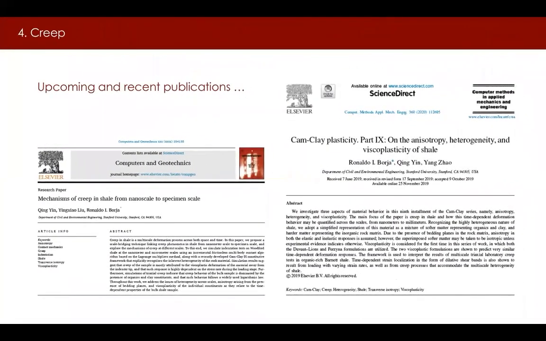Moving now to the 4th and final part of my presentation, which is creep in shale. There are 2 relevant references that I'd like to bring to your attention. The first one is entitled Mechanisms of Creep in Shale from Nanoscale to Specimen Scale, and will appear in a special issue of Computers and Geotechnics in memory of the late Professor Gyan Pandey.